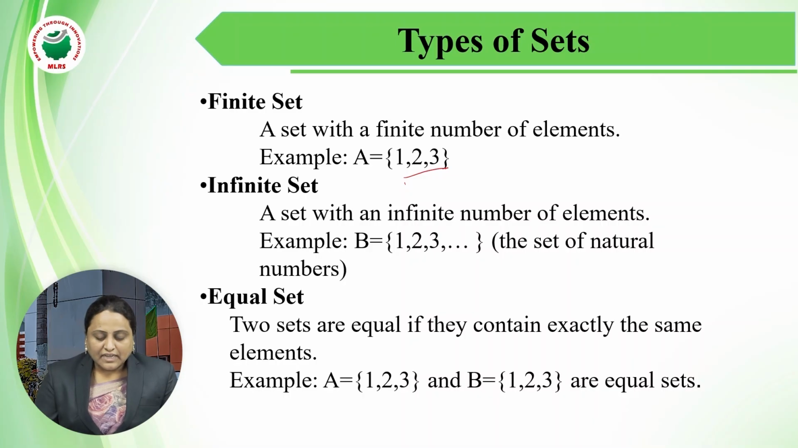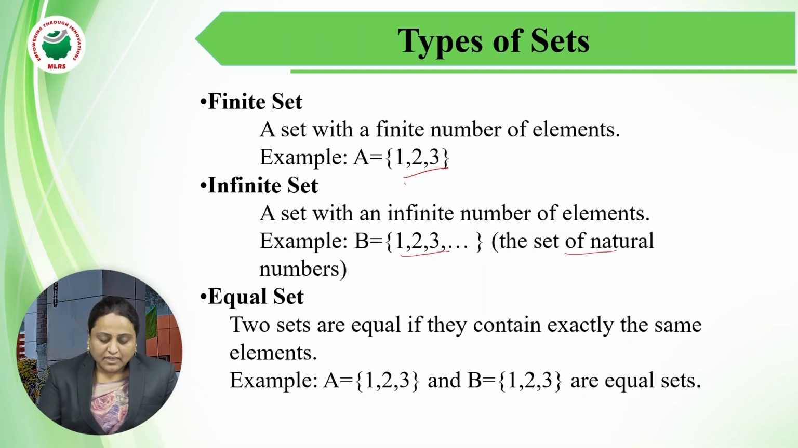And the second one is the infinite set. A set which contains elements that are not countable, or that leads to so many elements heading towards infinity, you can call an infinite set. Infinity means we don't know where the ending point is or where the elements will stop. Here we have B equals {1, 2, 3, and so on}, which is nothing but the set of natural numbers. It keeps on continuing, there is no ending point. Such types of sets are called infinite sets.